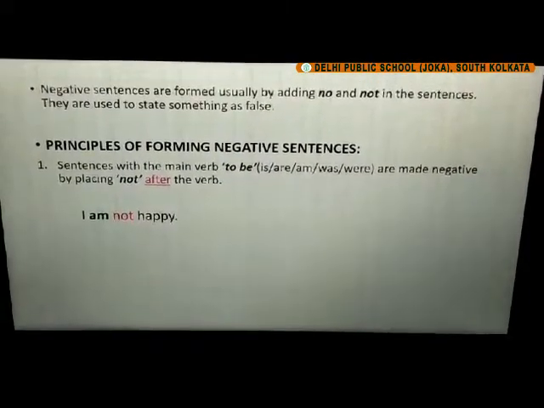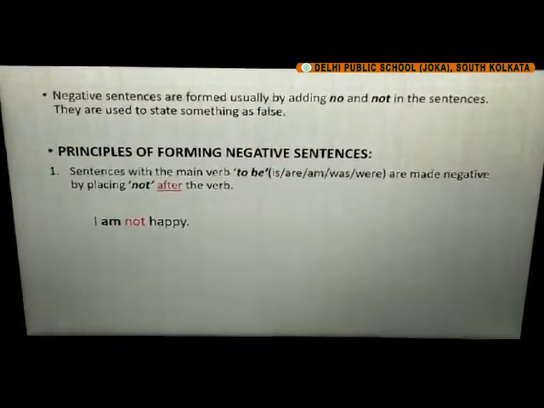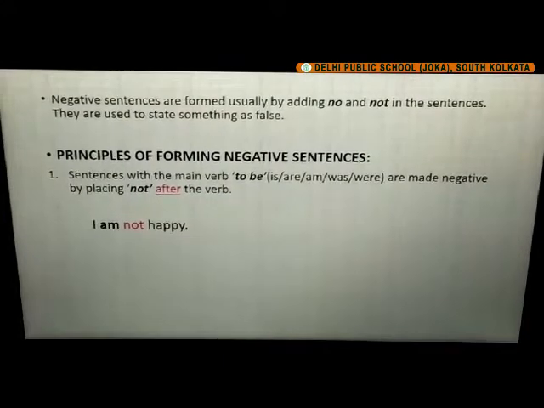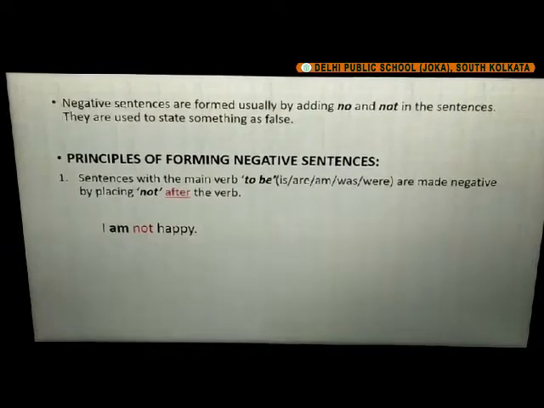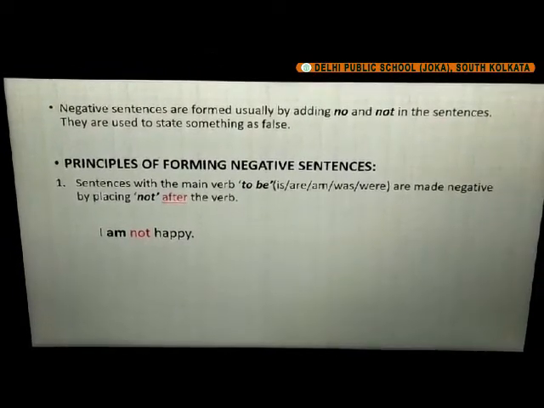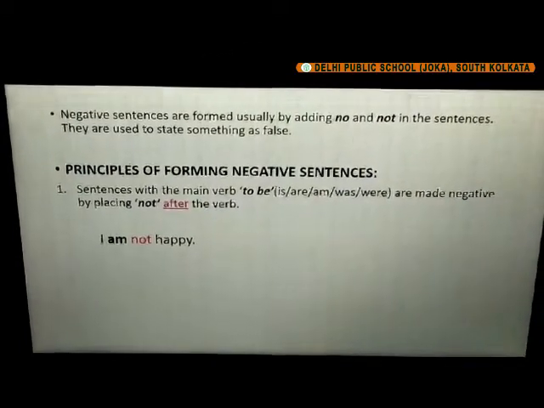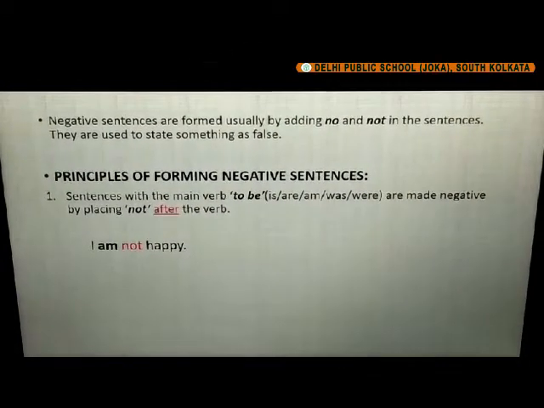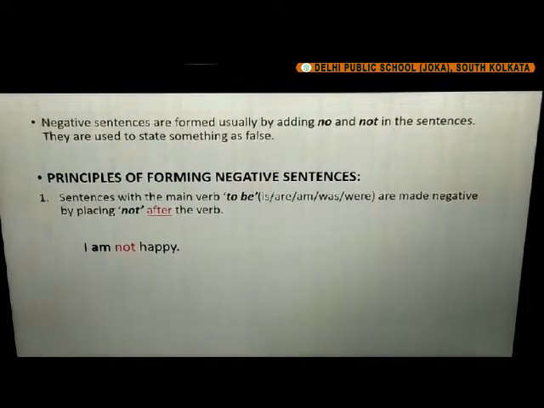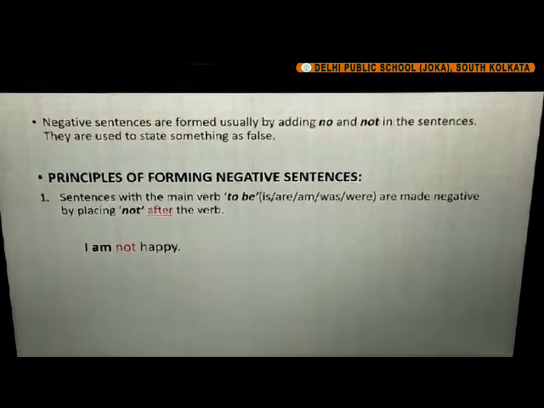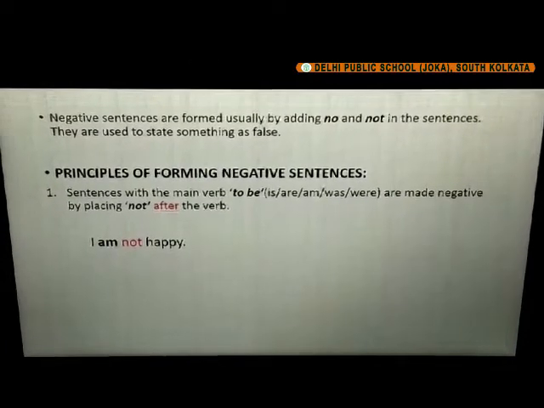However, you cannot just abruptly use these words into a sentence to make it negative. You have to abide by certain rules. You have to follow some principles. Let us see what those rules are. First one, sentences with the main verb to be are made negative by placing the word not after the main verb.